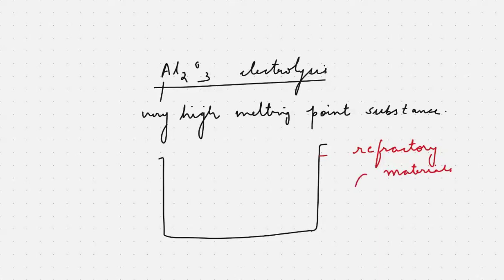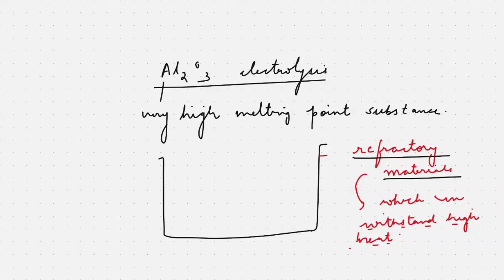So a refractory material is something which can withstand high heat. You understand the point? Anything which can withstand a high amount of heat is basically a refractory material. Am I right? Got the point? Now understand, what exactly is happening here? We had this refractory material, which can withstand high heat. Understood the point? So what is happening?